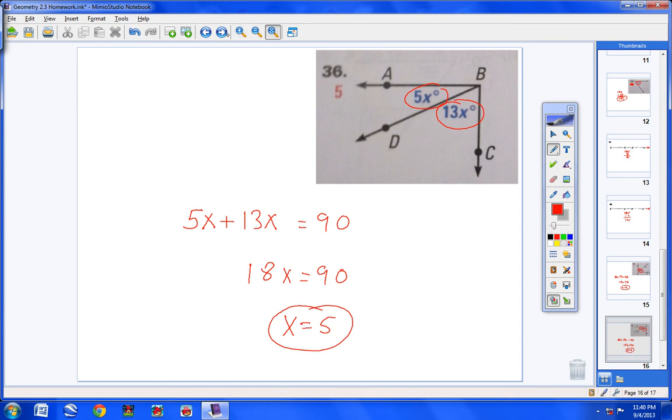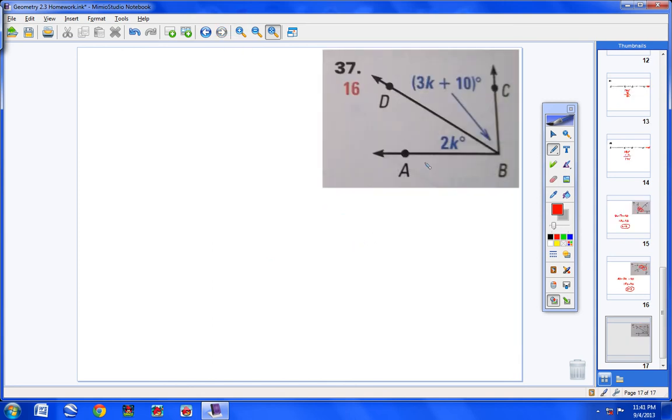All right, moving on to the last problem of our homework. We know this angle here and this angle here, when you add them together, equal 90 because the directions say they are complementary. So 2k plus 3k plus 10 equals 90. Now, we have like terms here. Let's go ahead and simplify this side. So now I would have 5k plus 10 equals 90.